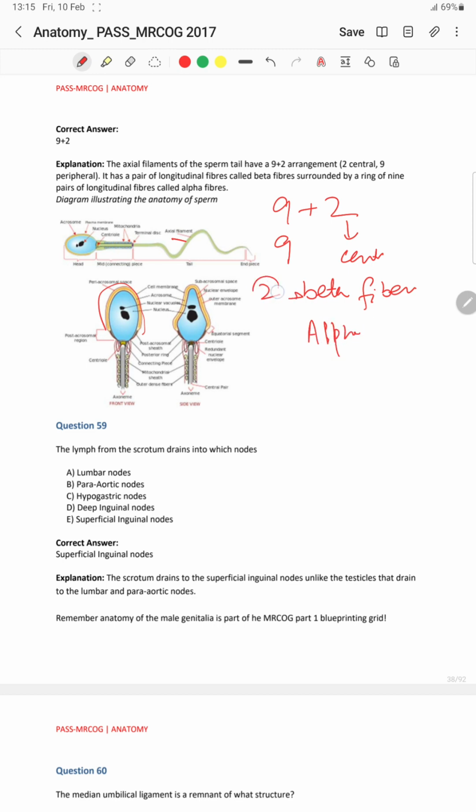So there is a pair, the 2 pair, which is the central. These are the beta fibers. They are present in the center of the ring, and the other 9 pairs are surrounding the beta fibers, and these are called the alpha fibers. So there's 1 pair, 2 pairs, 3, 4, 5, 6, 7, 8, and 9 pairs. So this is a rough arrangement of the axial filaments of the sperm tail.